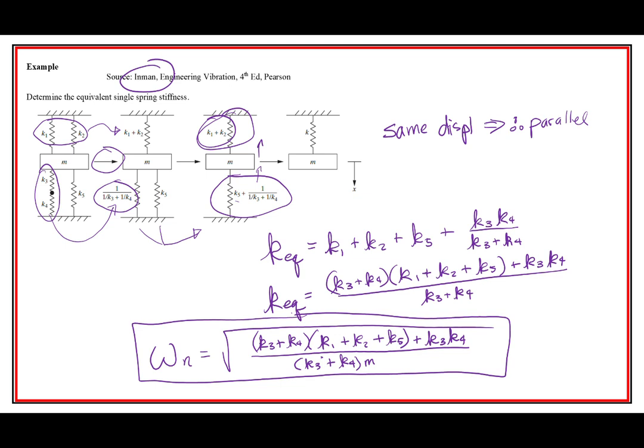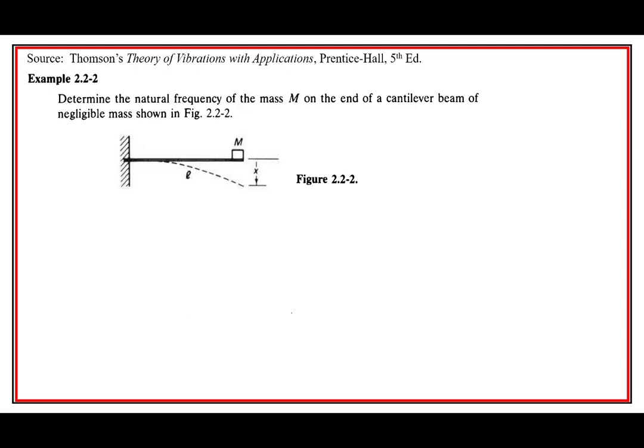I don't know. This video is fairly short, so let's do another example. Can almost do two. All right, so this next example is directly out of our textbook, and we have: determine the natural frequency of the mass at the end of a cantilever beam of negligible mass. All right, so that's sort of an important thing. We will be fixing that soon, or at least addressing it.